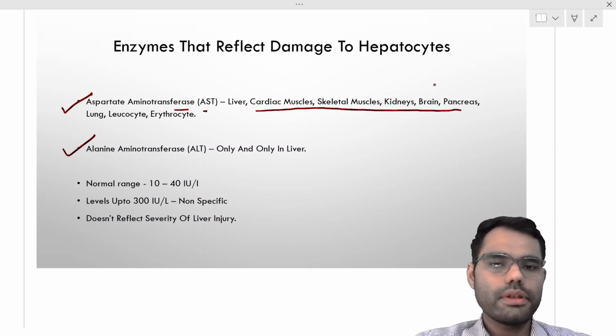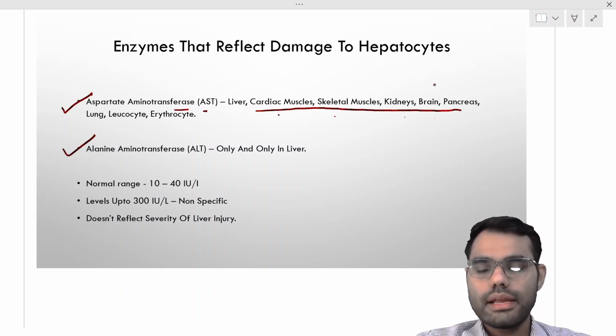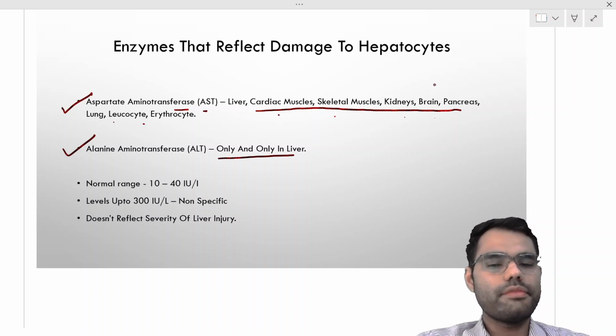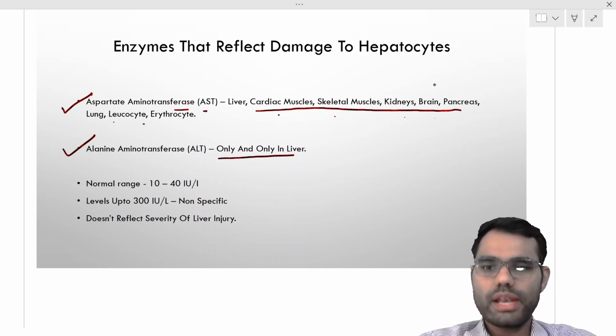If there is an injury to any of these organs, cardiac muscle, skeletal muscle, kidneys, brain, pancreas, lungs, leukocytes, erythrocytes, AST rises, so it is not very specific for the liver. But ALT is produced only in the liver, so it is very specific for liver.